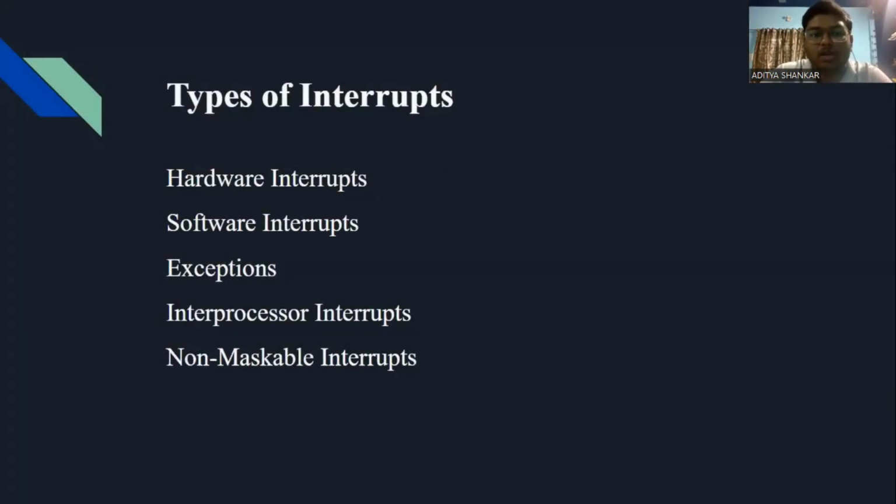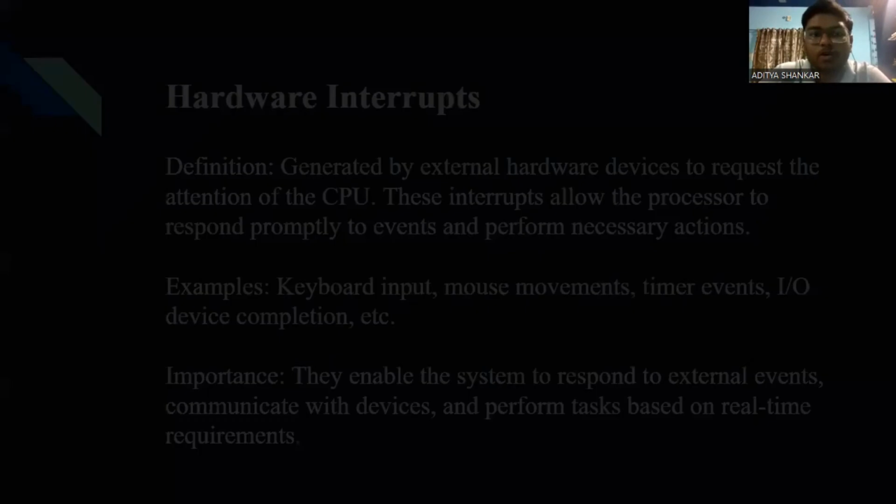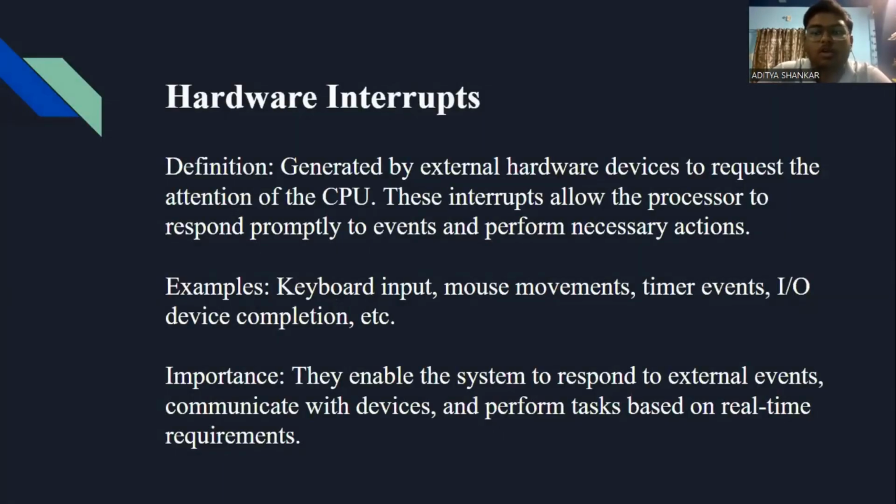Let's discuss it further. These are the types of interrupt, as I mentioned, that we'll be covering in this video. First of all comes hardware interrupt. It is easy to understand: hardware interrupts are generated by external hardware to request the attention of the CPU. Whatever interrupts are generated by the hardware are covered in hardware interrupts. These allow the processor to respond promptly to events and perform necessary operations. For example, keyboard input, any kind of input, and timer events. For example, every 10 seconds we need something to be done by the processor. That will be included in timer events.